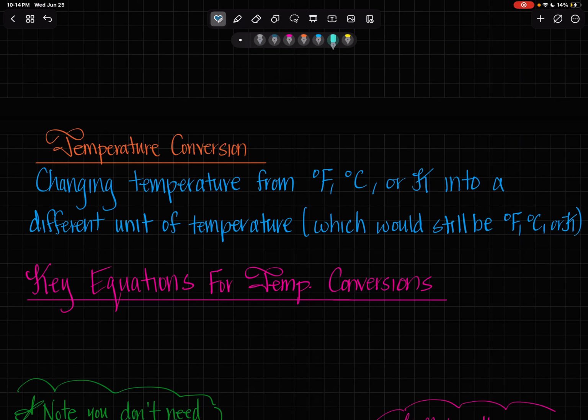Today we're heating things up with temperature conversions, your key to switching between Celsius, Fahrenheit, and Kelvin. Let's dive in and master it together. So temperature conversion is changing temperature from degrees Fahrenheit, degrees Celsius, or Kelvin into a different unit of temperature, which would still be degrees Fahrenheit, degrees Celsius, or Kelvin.